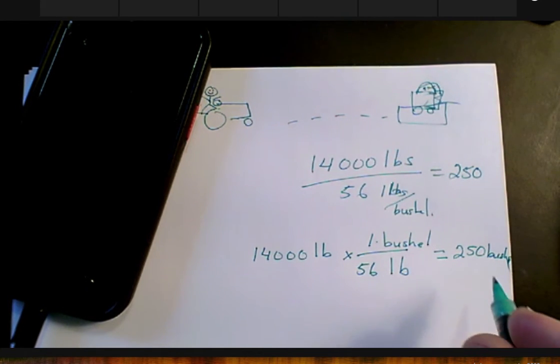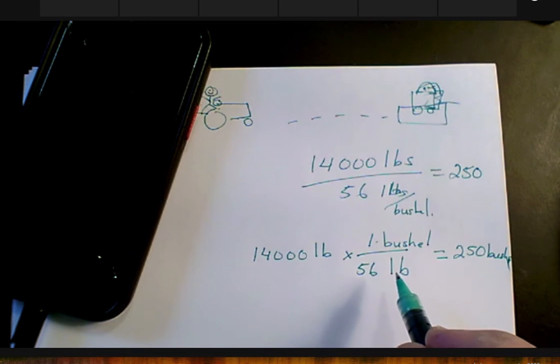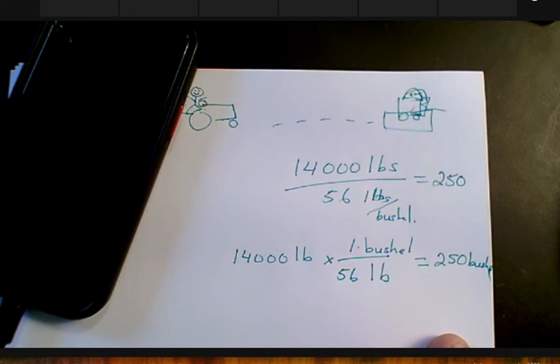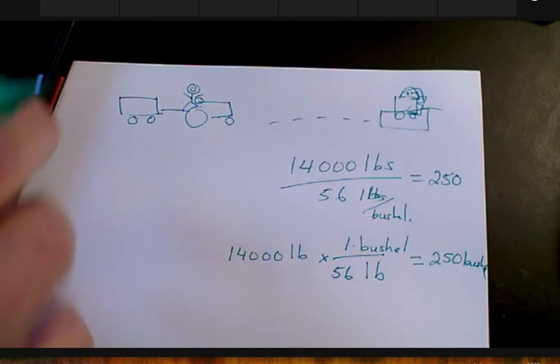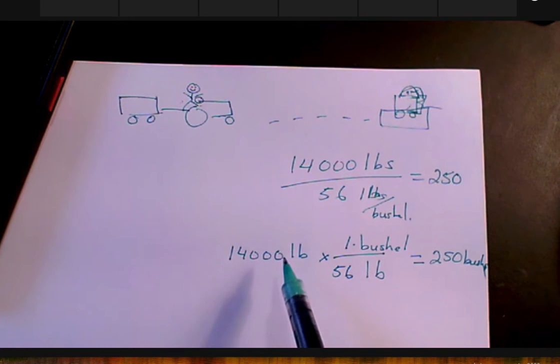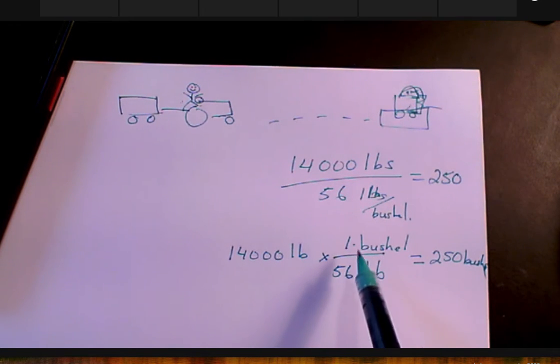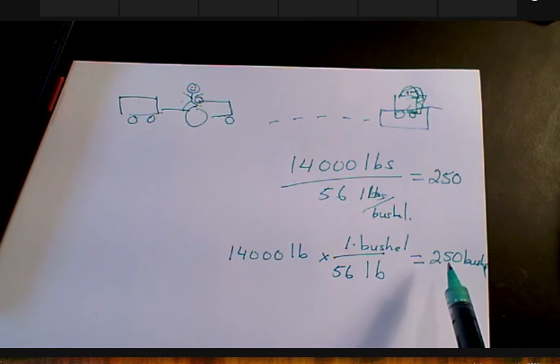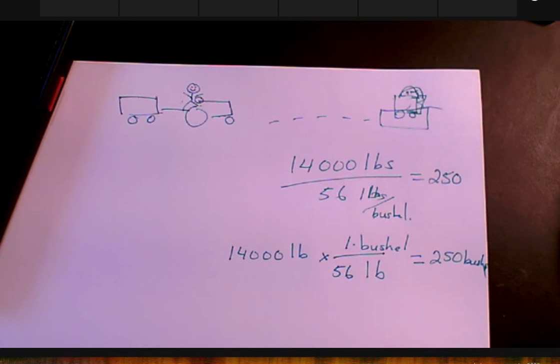So the point I'm trying to make is that in rural communities and in lots of other communities, we measure things by using their weights. If we divide this by the agreed upon weight of a bushel, we know we have 250 bushels.